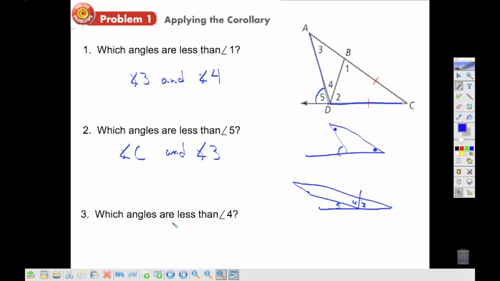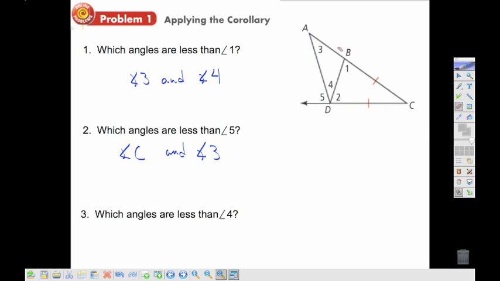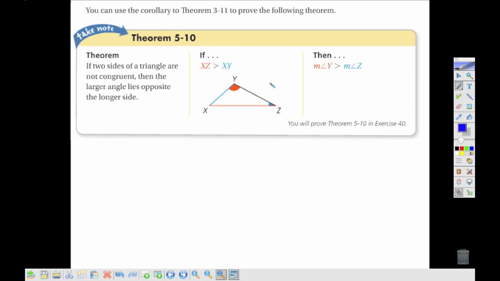Now we could also be asked which angles are less than angle 4, but if we look at angle 4 here, angle 4 is not an exterior angle for any of these triangles. And so we really don't know if any of these are less. There's not enough information here to tell us anything about any of the other angles compared to angle 4. Now, the next theorem is looking at comparing angles and the sides opposite of them.